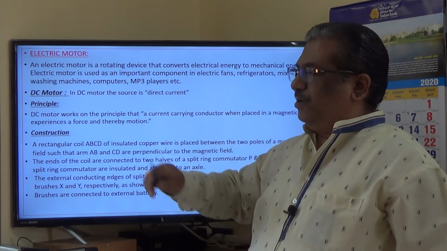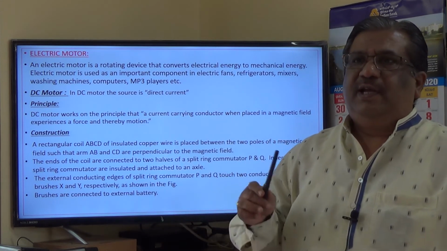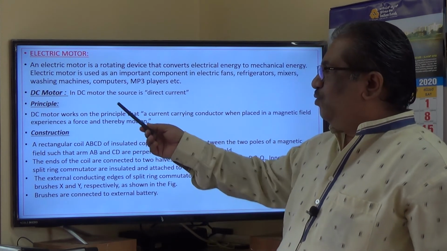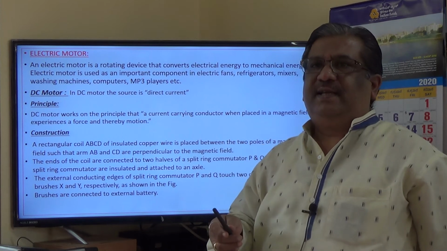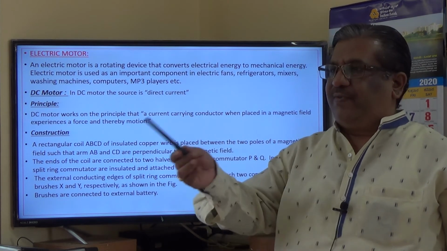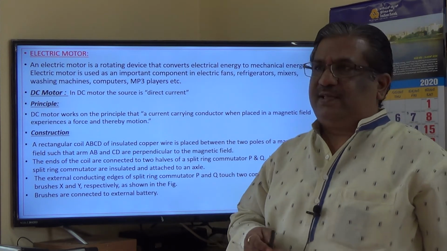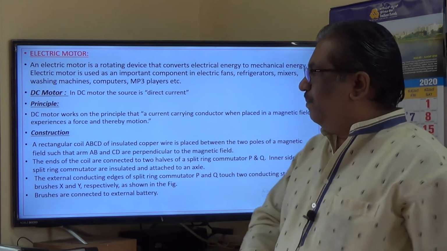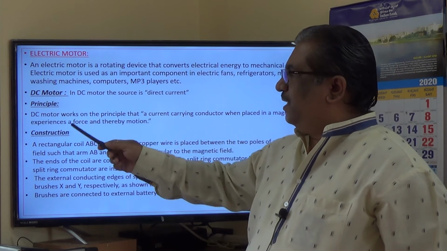What is a DC motor? It is a motor in which the source energy is a direct current. There are two types of currents, AC and DC. AC is an alternating current which we find in all our household applications, and direct current is provided by a cell or a battery. What is the principle of a DC motor?